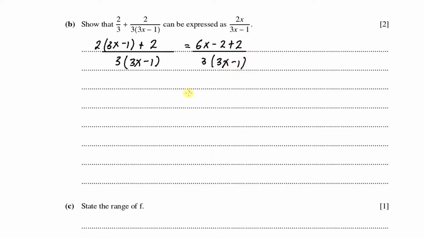This is going to give us, here we've got 6x, because minus 2 plus 2 is 0. And at the bottom we have 3 of 3x minus 1. Now 3 divides into 6 2 times, so that we are left with 2x over 3x minus 1, and hence shown.